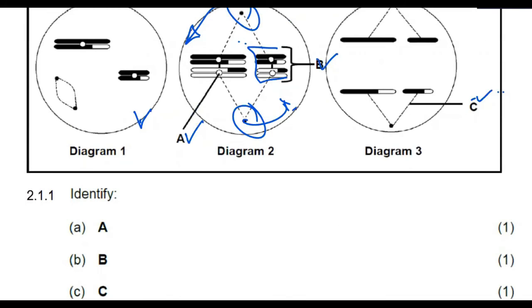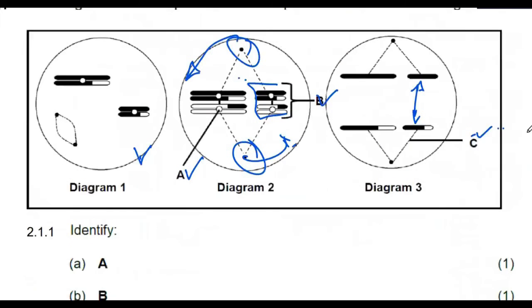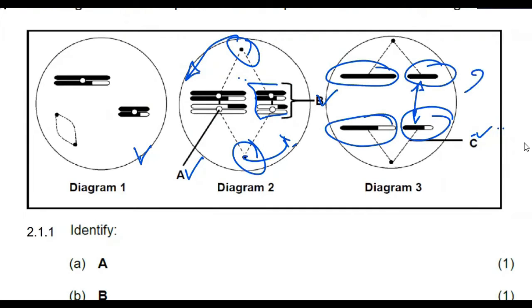If they are separating, then they are moving to opposite poles. You see them? They are moving to opposite poles. Therefore, it is anaphase. But which is it? Anaphase 1 or anaphase 2? Because now there are chromatids which are moving to opposite poles. Chromatids moving to opposite poles. Therefore, it's going to be anaphase 2.